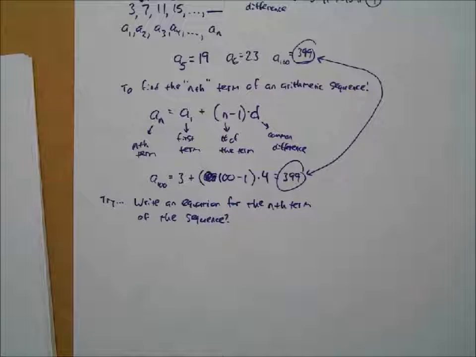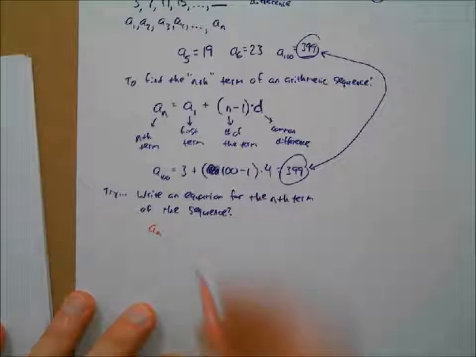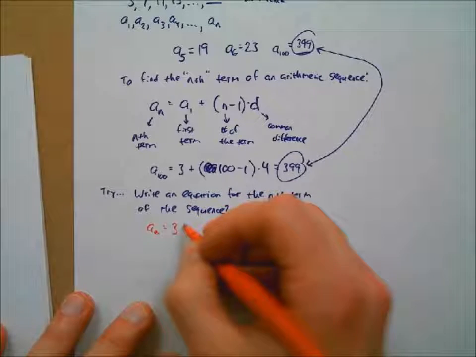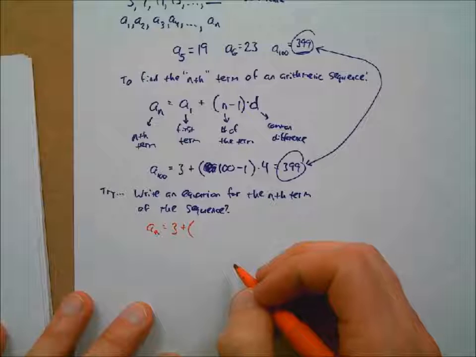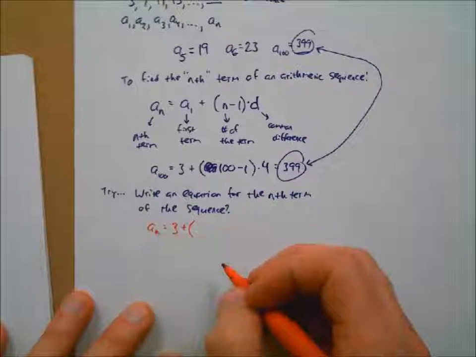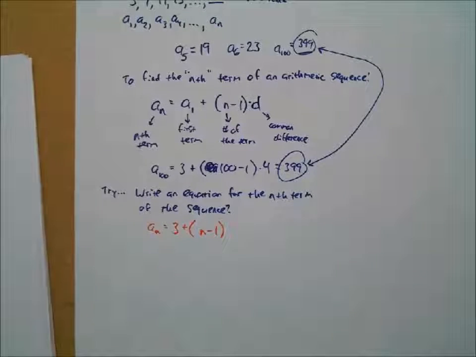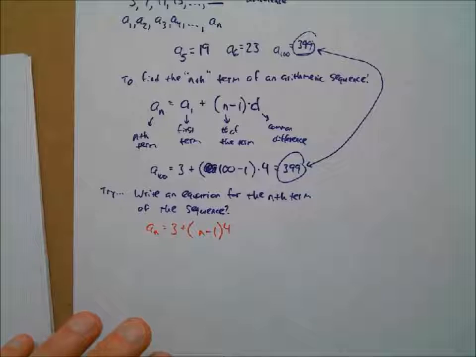Okay. So if we want to find the nth term, it'll be a sub n equals, again, our first term does not change, it's still 3, but instead of 100, what should we put in place of the 100 now? For a generic term, n. We'll just put an n, yeah, n minus 1, okay? And then what's our d, what's our common difference here? 4, okay?